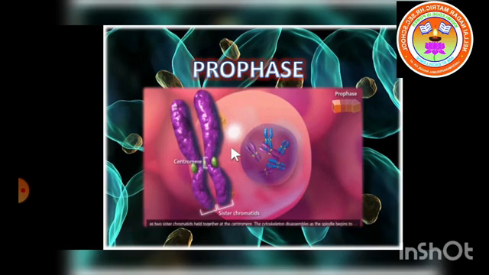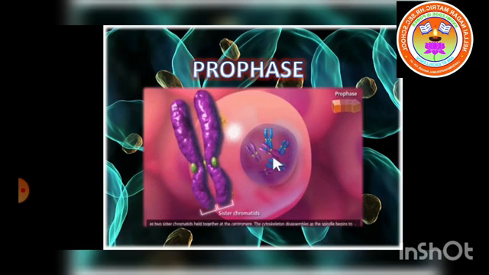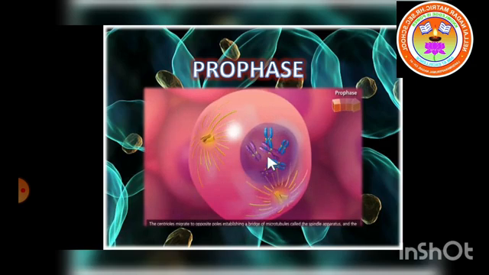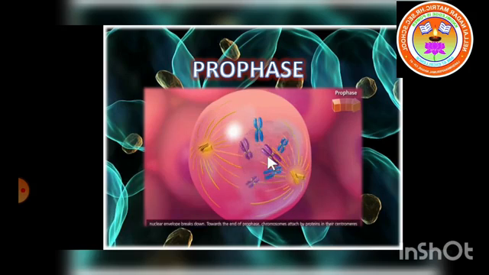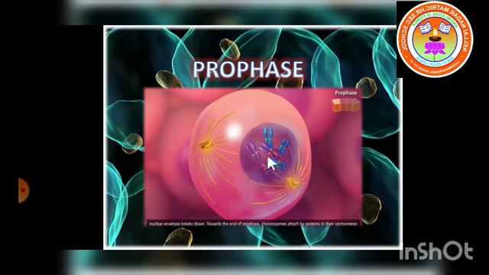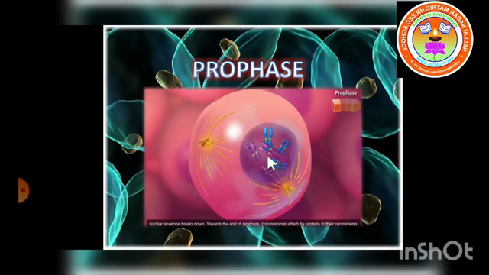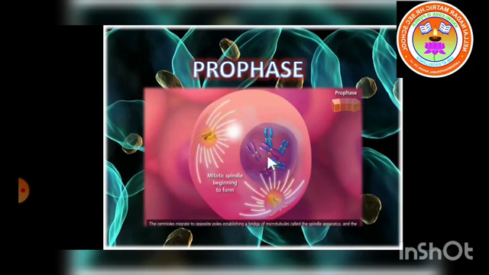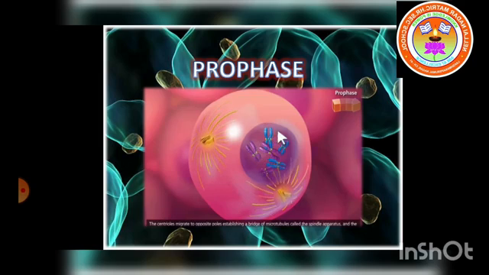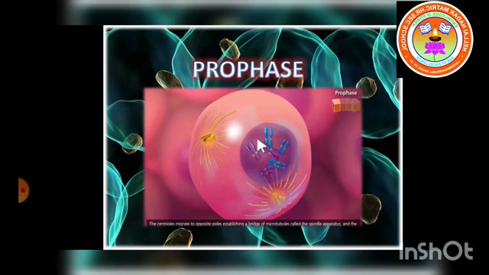Nuclear membrane and the nucleolus disappear gradually. You can see the spindle fibers. This is the formation of spindle fibers. What happens here? Each centriole is surrounded by the aster rays. Spindle fibers appear between two centrioles, and you can see the nuclear membrane and the nucleolus disappear. So this is the prophase.